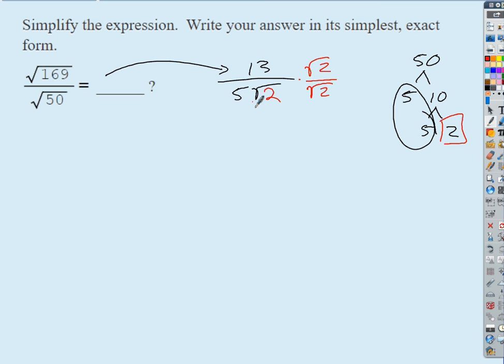What is the square root of 2 times the square root of 2? Ah, that's the square root of 2 squared, isn't it? That's the same thing as saying the square root of 2 squared, and the squared cancels the square root. Or I could think of it as the square root of 4. Either way, I get 2 out of it, don't I? And so now what happens? On the bottom, I've got 5 times 2, which is 10. And on the top, I've got 13 times the square root of 2. Problem solved. Now the radical is on top where it's supposed to be and not on the bottom.